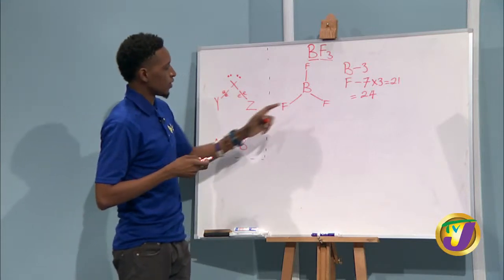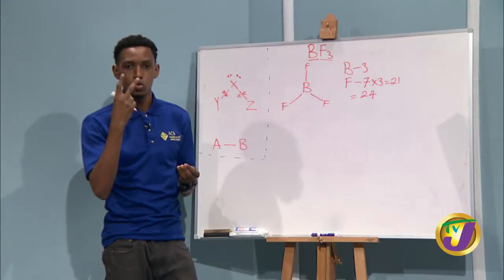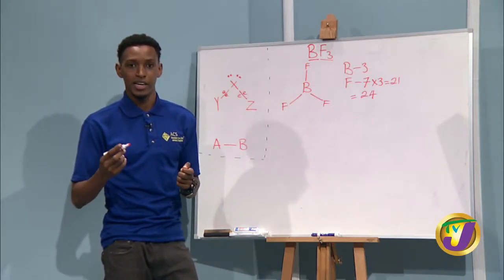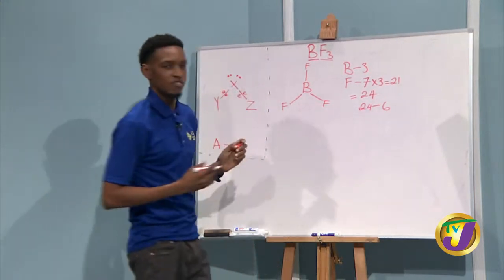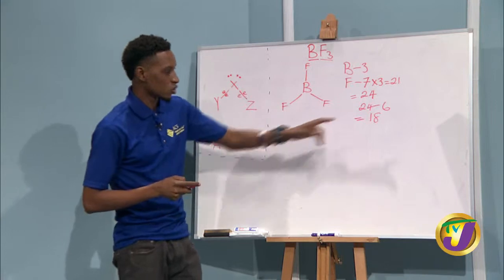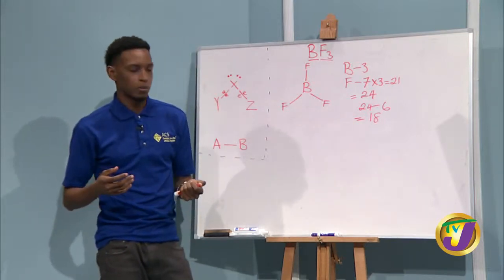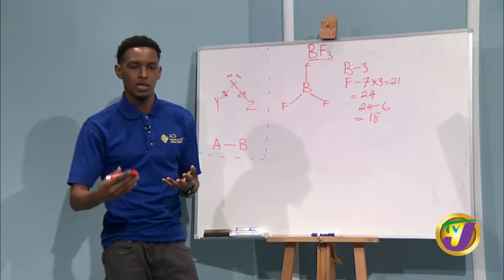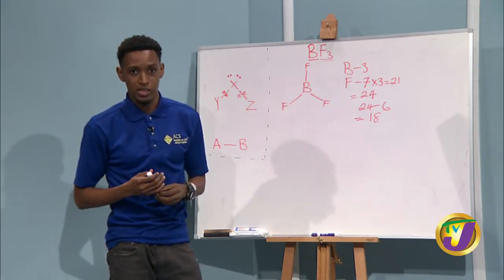Now, there are 3 bonds in the molecule, and we know that each bond has 2 electrons in it. So since there are 3 bonds, we know that there are 6 bonding electrons in this molecule. So we have to subtract that 6 from the total, and we would end up with 18 electrons remaining, because those 6 electrons had to go to making up the bonds. Now, what do we do with this remainder of 18 electrons? We have to put them on the outer atoms first and ensure that their octets are completely filled. And then we move on to the central atom if we have excess electrons remaining.